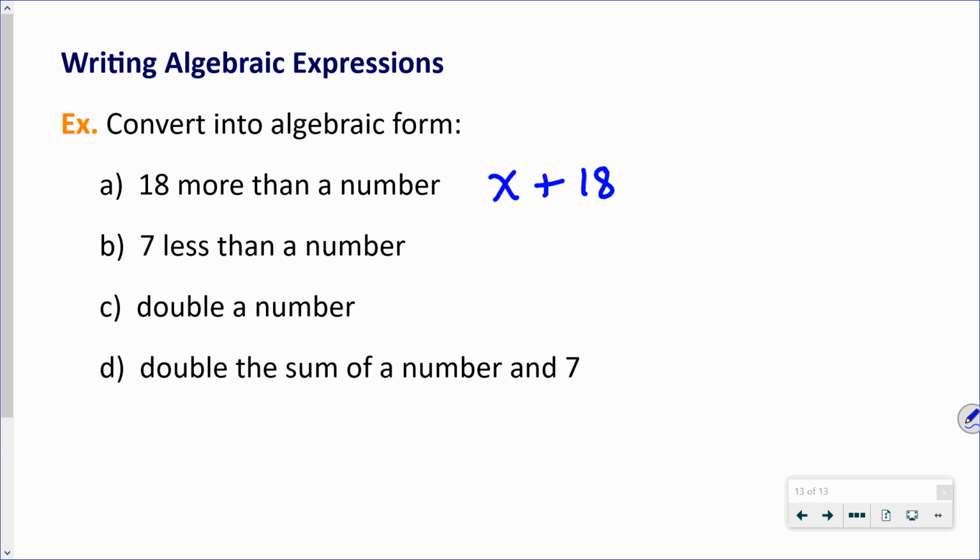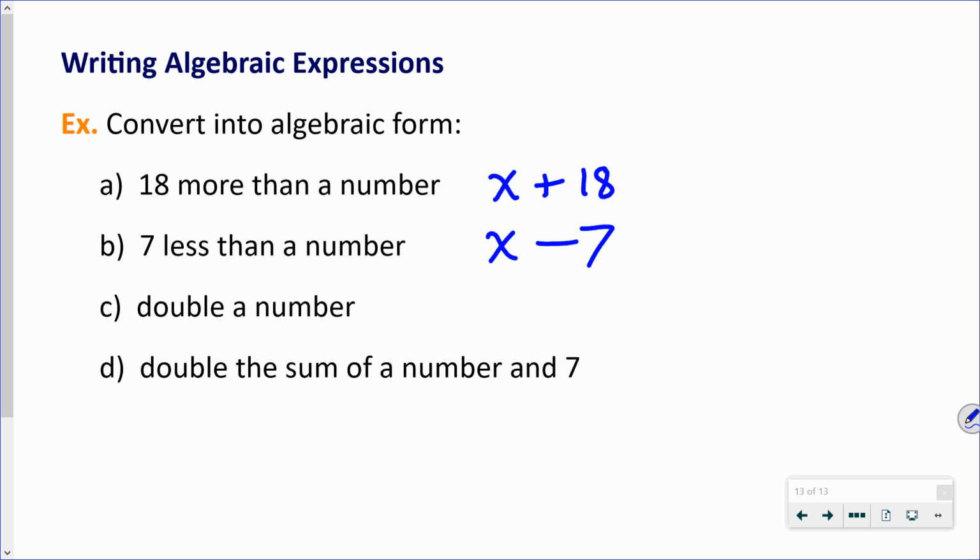What about 7 less than a number? Well, then again, we want to start with a number and take away 7. So it is important to start with the number and then figure out what you're doing to it. And when I say a number, again, use any variable, x, n, p, the first letter of your name, whichever letter you like. That's going to be our general form of number. I'm going to keep using x.